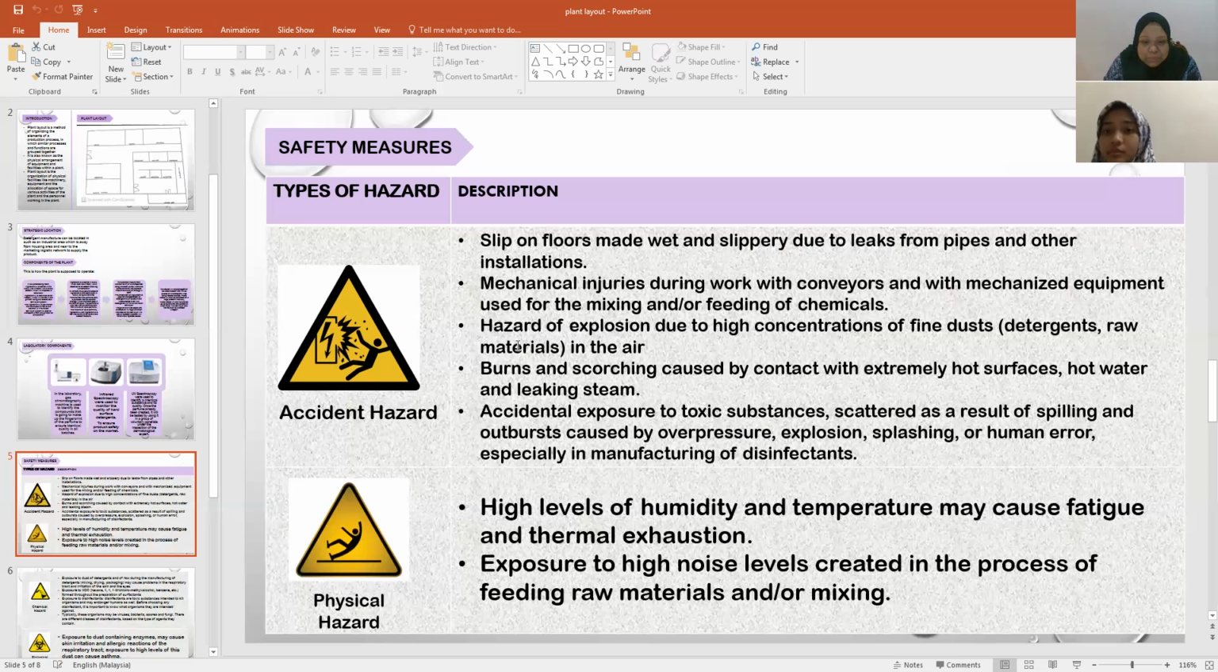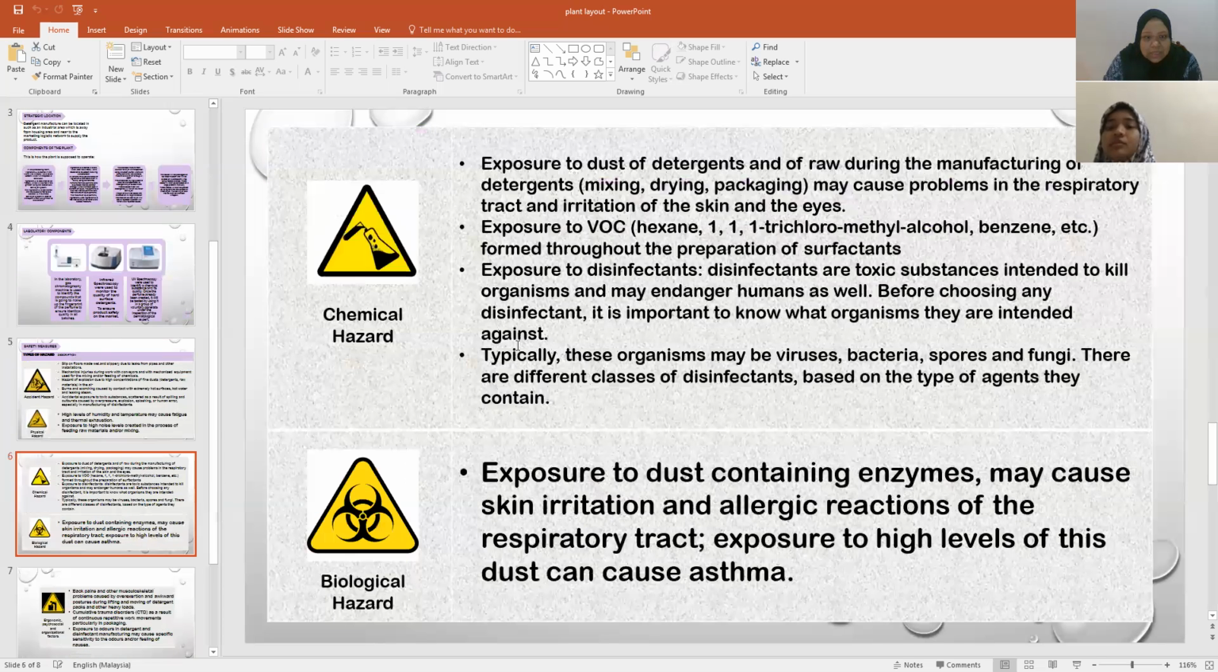Other than that, exposure to high noise levels created in the process of feeding raw materials and or mixing. Then chemical hazard, which is the exposure to dust of detergent and of raw materials during the manufacturing of detergent like mixing, drying, packaging, which may cause problems in the respiratory tract and irritation of the skin and the eyes. Exposure to the chemicals such as hexane, 1,1,1-trichloroethane, chloromethyl alcohol, benzene, and etc. formed throughout the preparation of surfactant.